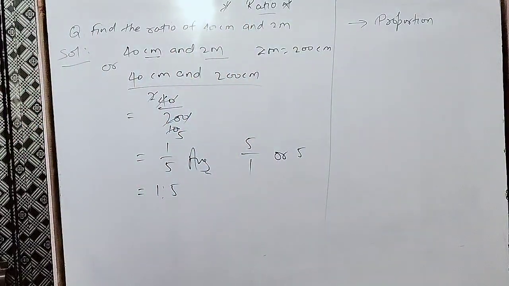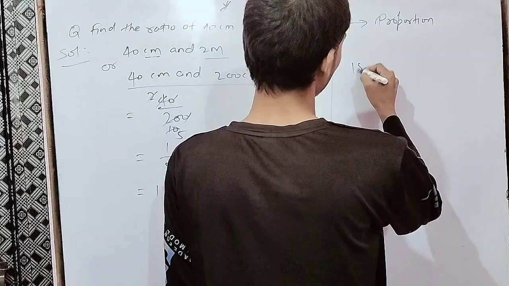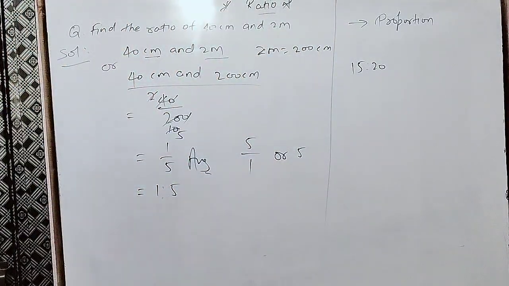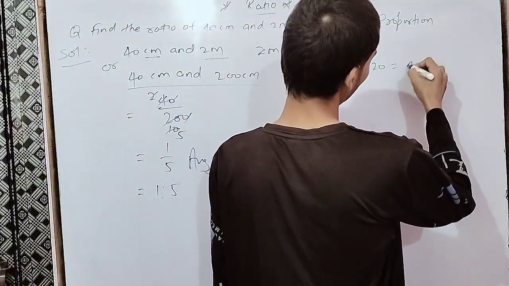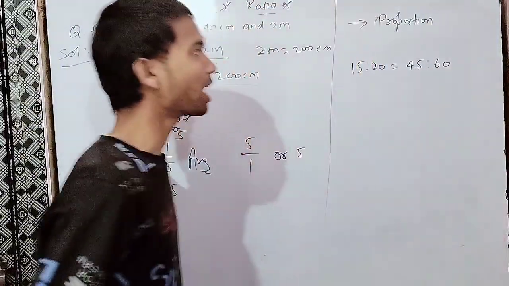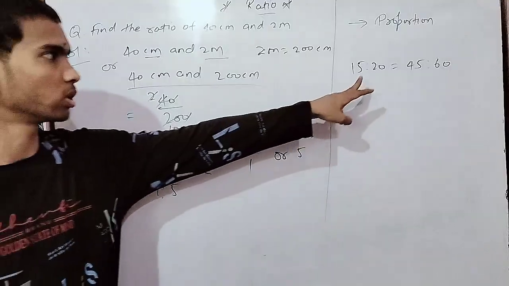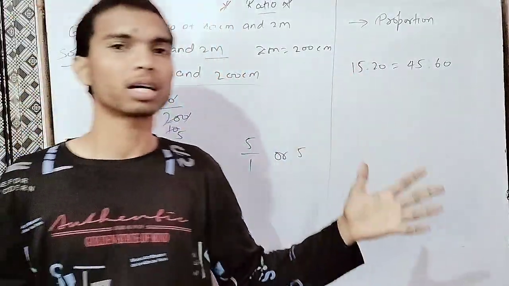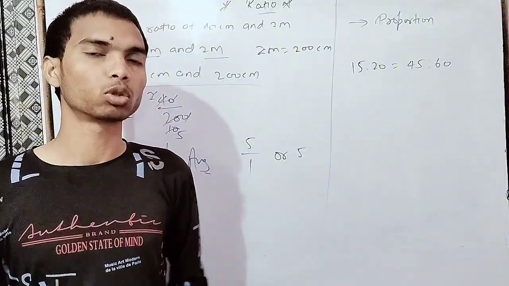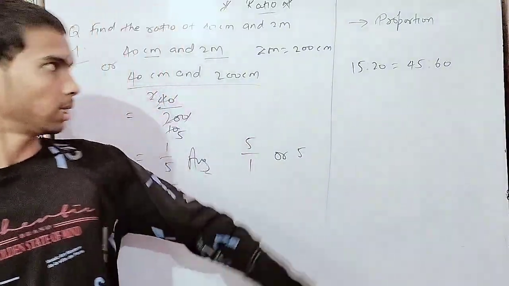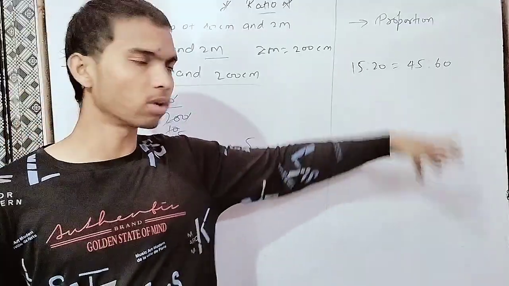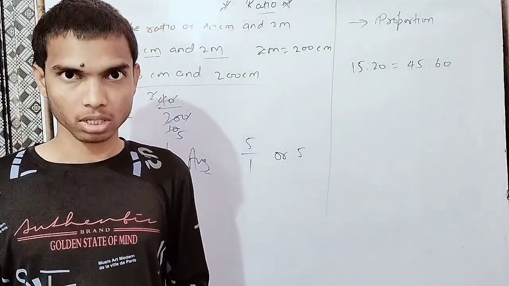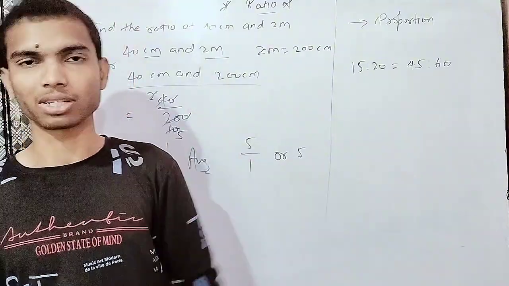What am I saying? This is one ratio, and the second is what? 45 is to 60. How many ratios do we have? We have two ratios. This is one, and this is the second. Now it is saying that two ratios are equal to each other. If this is 1 upon 5, then this would also be 1 upon 5. Like that, we see ratios in our further study.